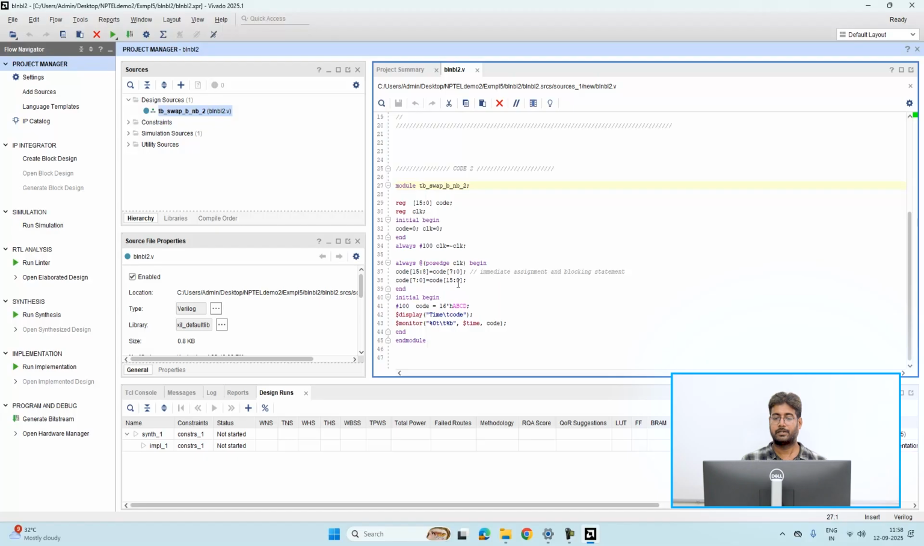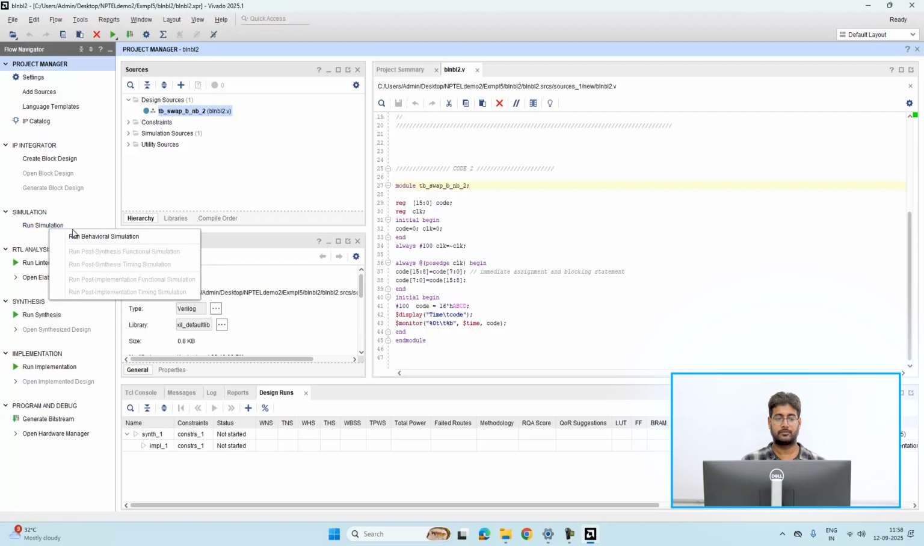Then again, code 8 to 15, it is immediate assignment using a blocking statement, as code 8 to 15 has now become CD. It is getting assigned back to CD, which is already CD. So in this initial begin, this is what the data was, hashtag 100, code equal to ABCD. Based on this data, I was trying to explain this assignment. And with display and monitor, we will see what the actual output is, whether the bits swapped or not.